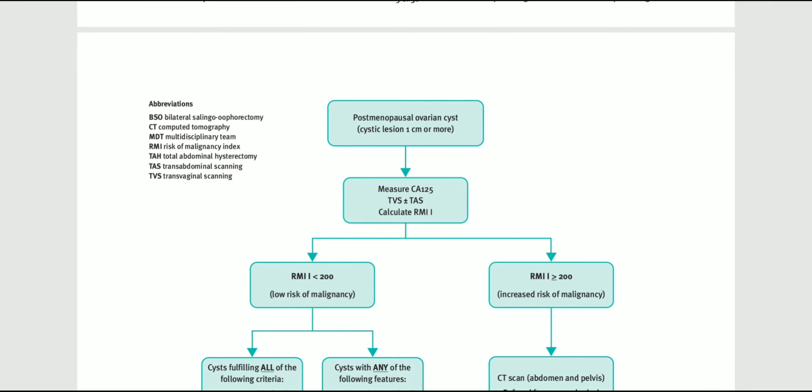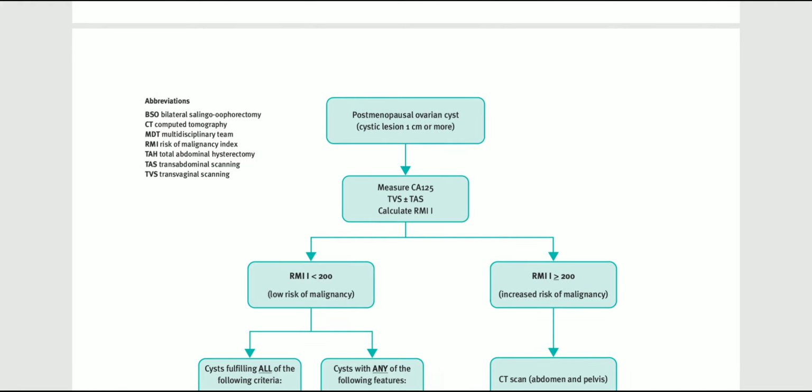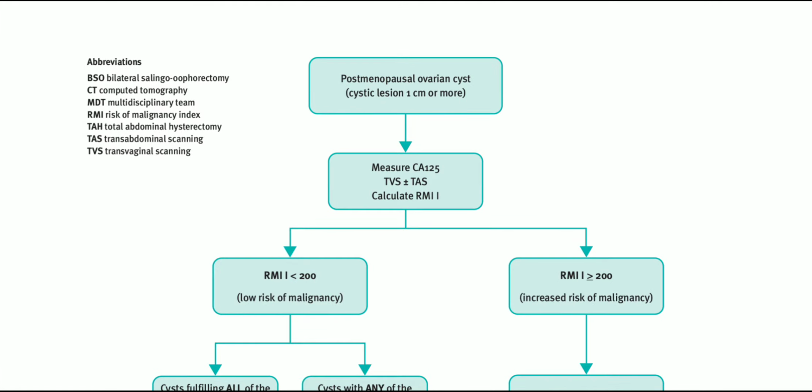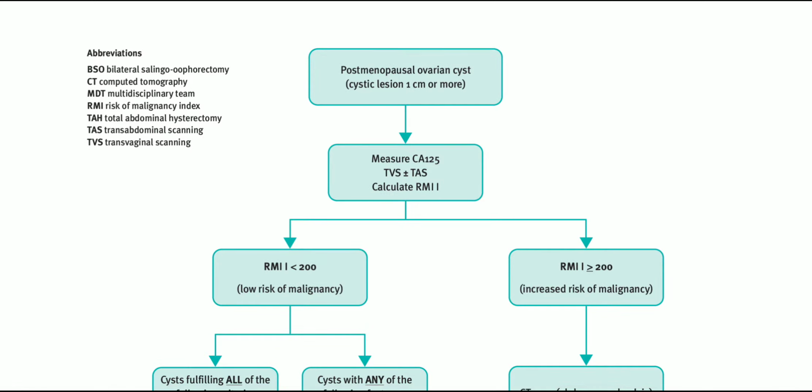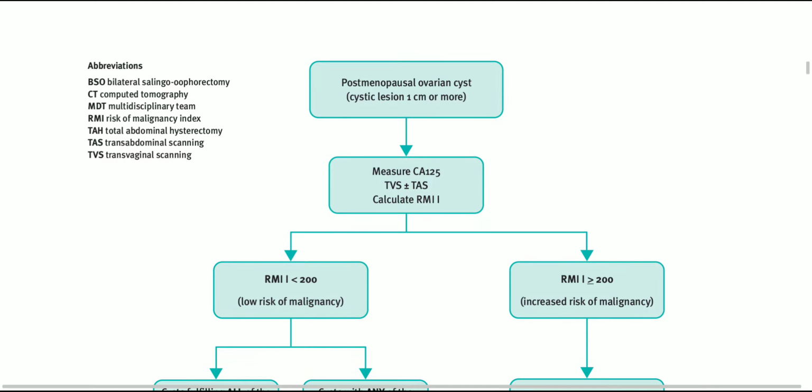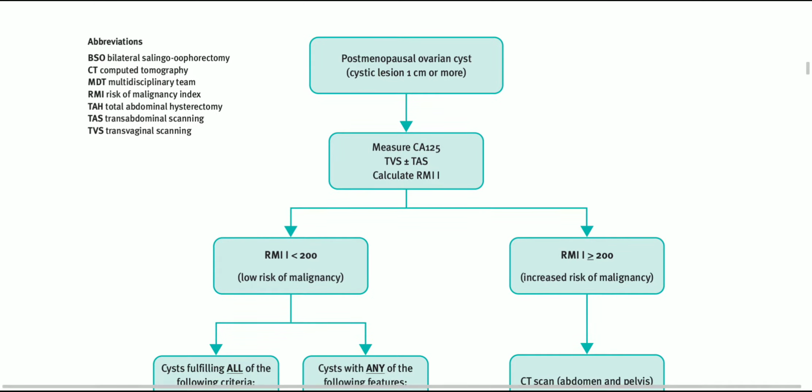This table is very important because it shows us the whole summary of what we will do in a postmenopausal woman if an ovarian cyst is diagnosed in her. If a postmenopausal woman comes with a cystic lesion of 1 centimeter or more, and this is also very important, if the cyst size is less than 1 centimeter, then no need to consider it. But if it is more than 1 centimeter, we need to consider it.